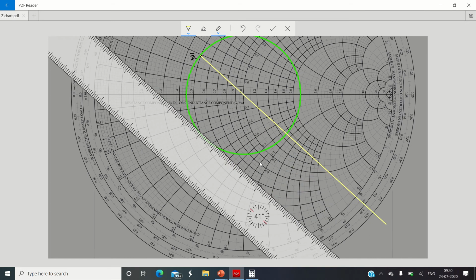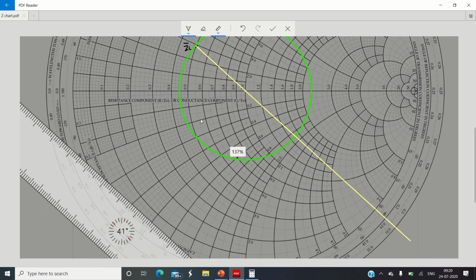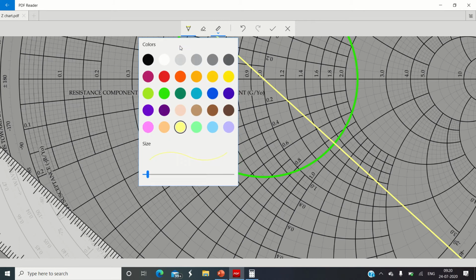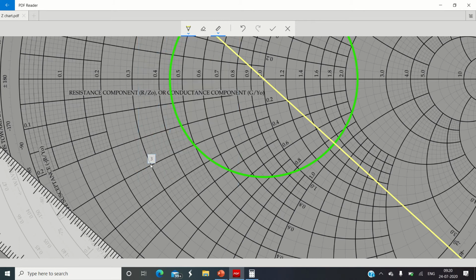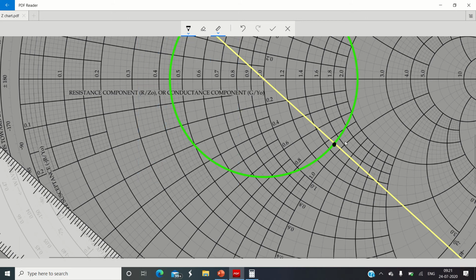In doing so, wherever this straight line intersects the VSWR circle, that point is nothing but our admittance. I will choose the black color again. Wherever this straight line on the opposite side intersects this green VSWR circle, this is the point of equivalent admittance. So here I will write this point as YL bar.